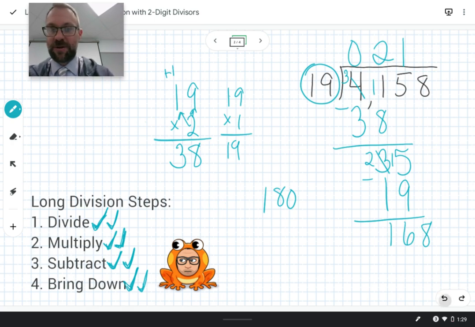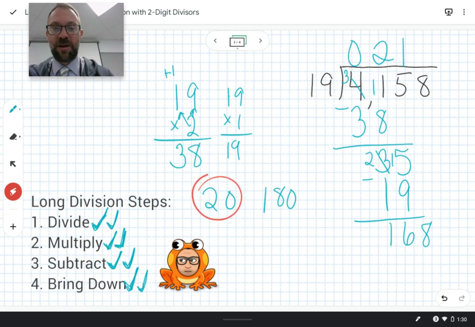This 19 here will become 20. And now I can ask myself, how many groups of 20 are there in 180? Well, I know 2 times 9 is 18. So I'm going to say there's 9 groups. I'm going to say 9 19s in 168.